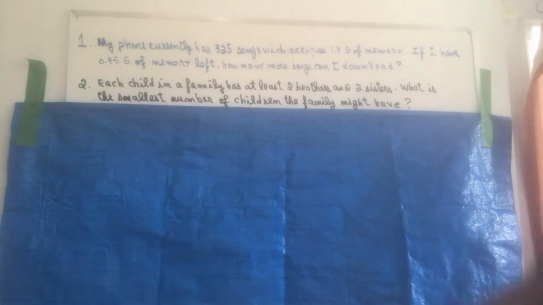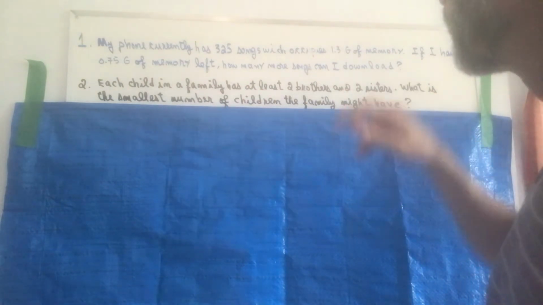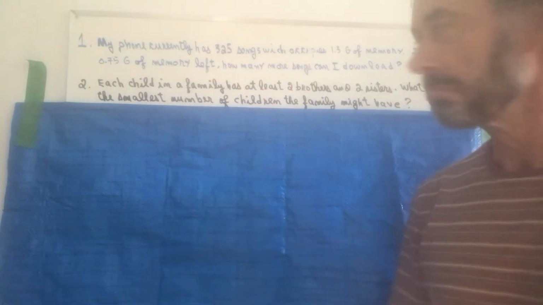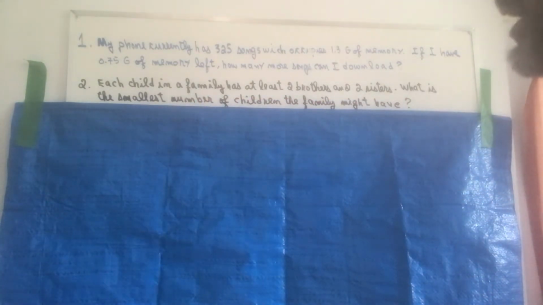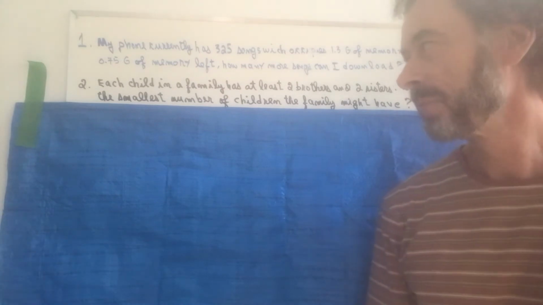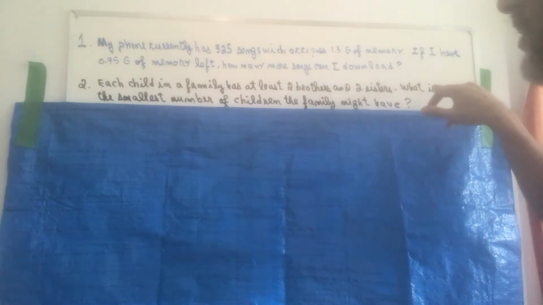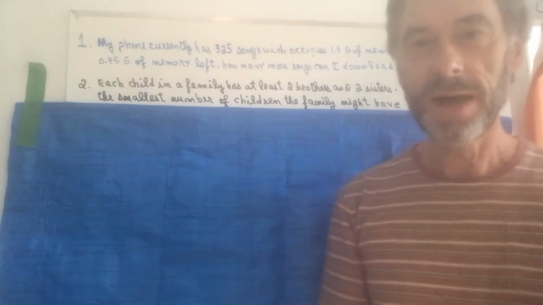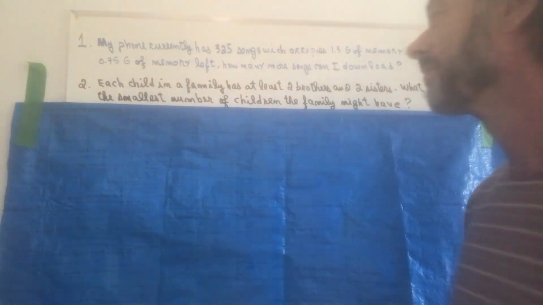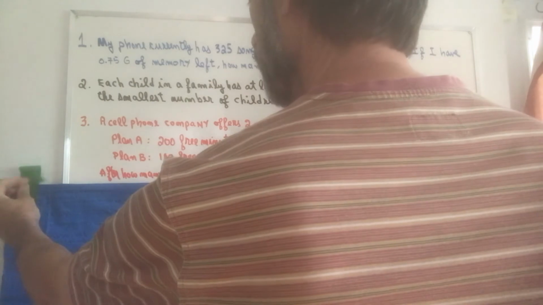Second problem. Each child in a family has at least 2 brothers and 2 sisters. What's the smallest number of children the family might have? So each child has at least 2 brothers and 2 sisters. What is the smallest number of children that the family might have? My second problem.